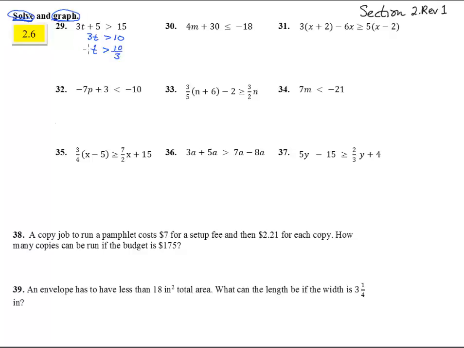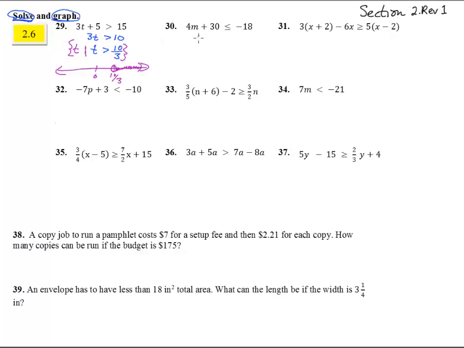Now, just to make it look pretty and special, we'll put a line right there, meaning such that, and then there, that looks nice. Then we graph it. T is bigger than 10 thirds, so here's 0. There is 10 thirds, and we circle that to show that we don't have that as a solution, but we need everything that is bigger than that. Good. Let's try the next one.